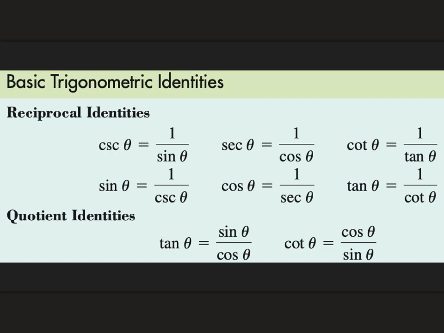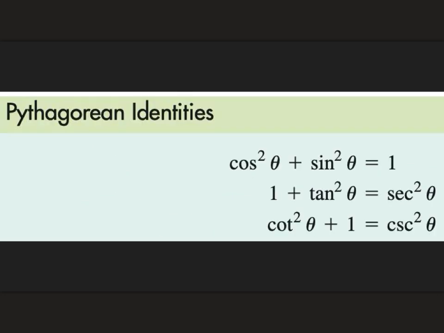Here are some reciprocal identities: the cosecant and the sine, the secant and the cosine, the cotangent and the tangent. Some quotient identities. We're going to be using all of these today. Square identities. So take a moment to think about these, and we're going to use these as well today.